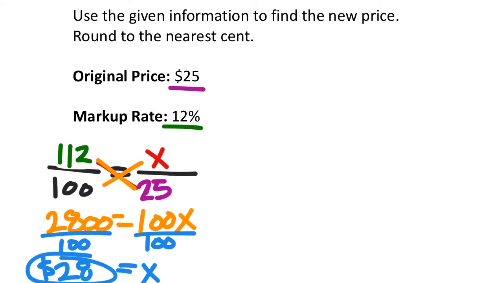So, if we wanted to look at this using the first method, right, you would have found that it's a $3 markup in dollars, whereas we did a percent markup in the beginning. So 3 plus the 25, bam, 28 bucks.